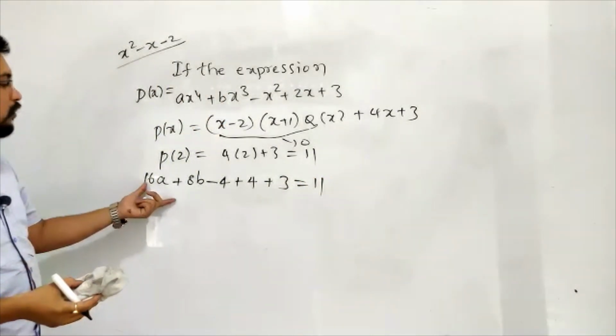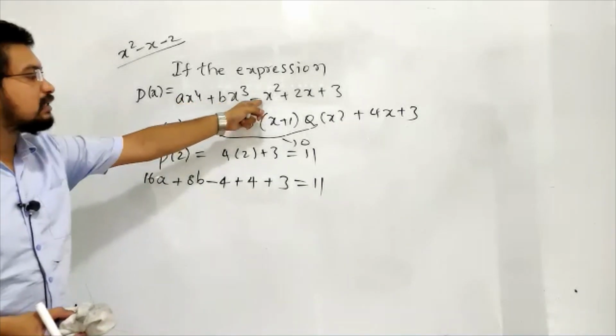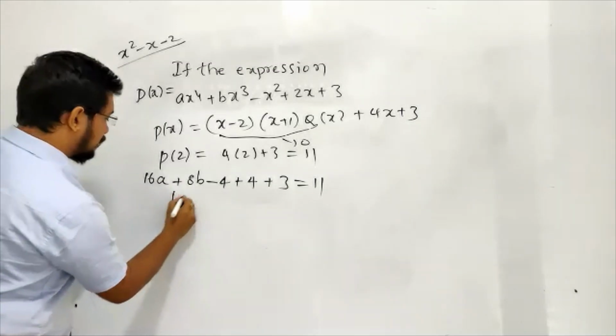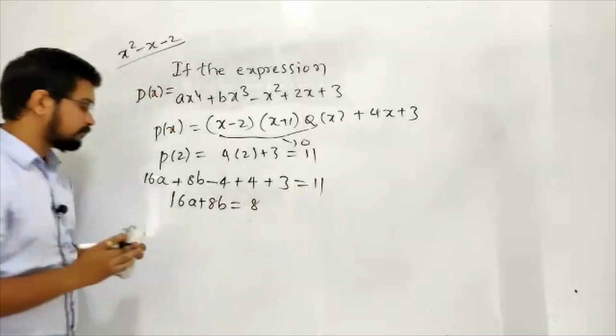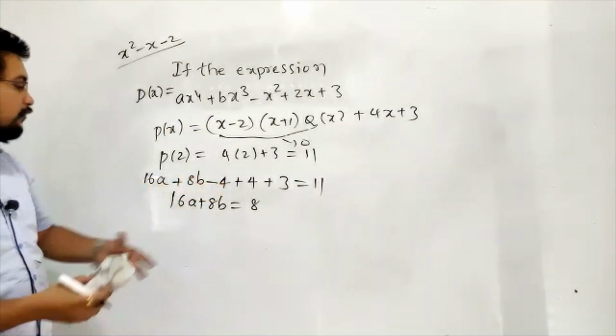P of 2 is this part. Just substitute 2 into this one. That is 16a plus 8b minus 4 plus 3. So this is something like 16a plus 8b, and this value will be equal to 8.